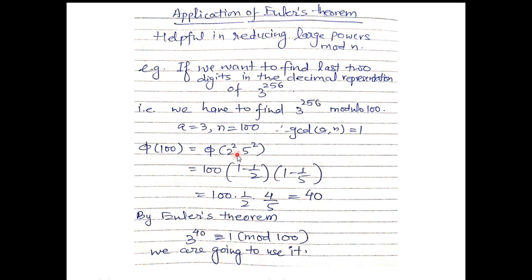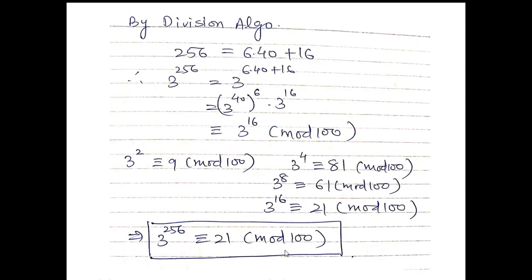Now phi of 100, what is phi of 100? 100 is equal to 2 square into 5 square, so phi of 100 is equal to this by the known formula, so this comes out to be 40. Now by Euler's theorem, a to the power phi n is congruent to 1 modulo n, so 3 to the power 40 is congruent to 1 modulo 100, so we are going to use this.